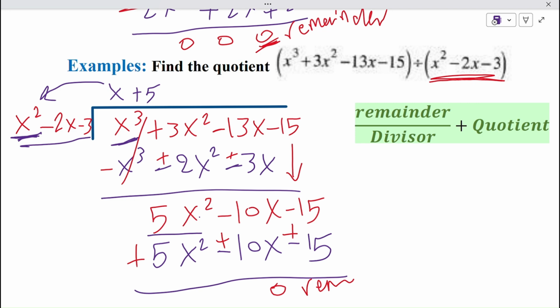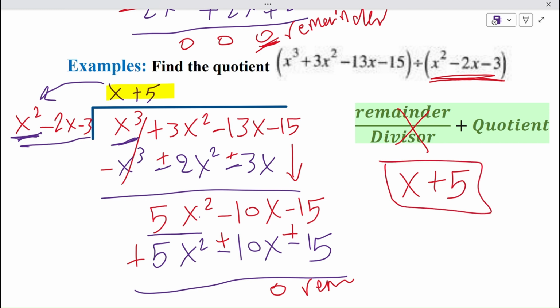Again, don't write this fraction, because if the remainder is 0, it means this fraction is equal to 0. Where is our quotient? Our quotient is x plus 5. X plus 5 is our answer. Okay. This is about dividing, the first type of dividing, this is long division.